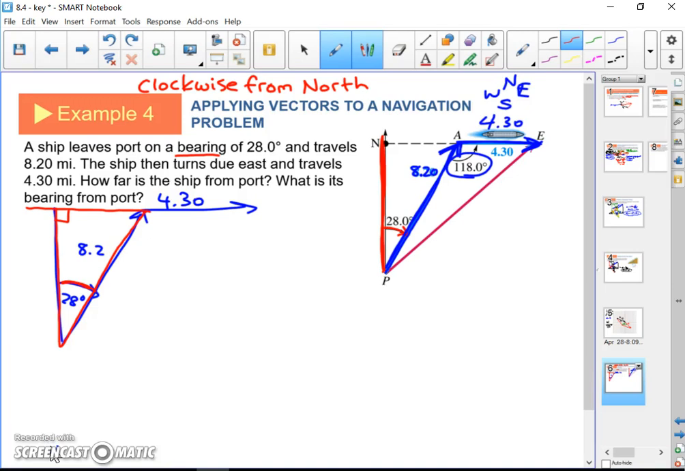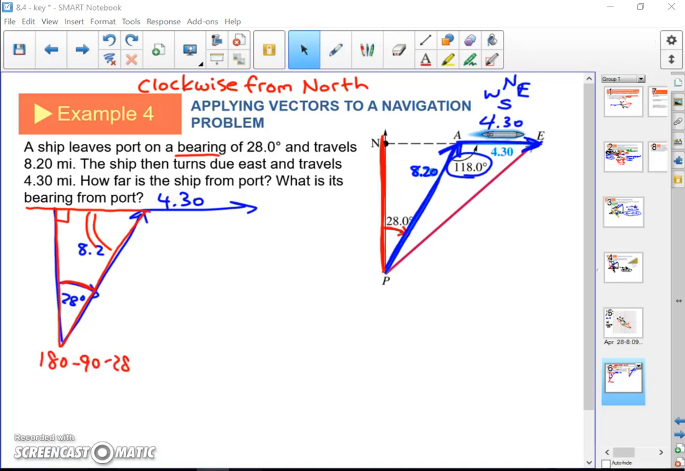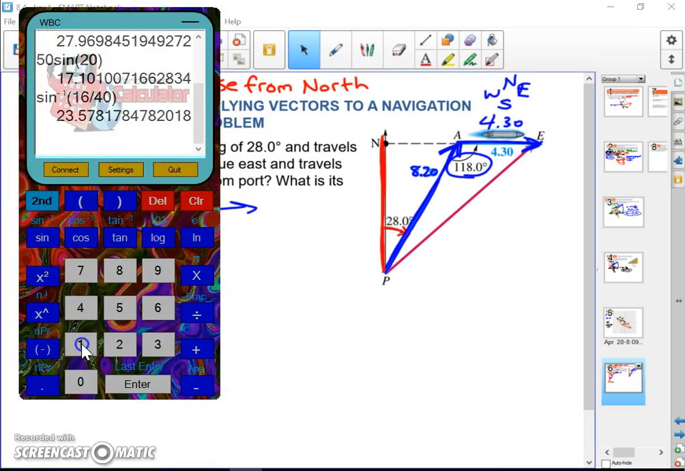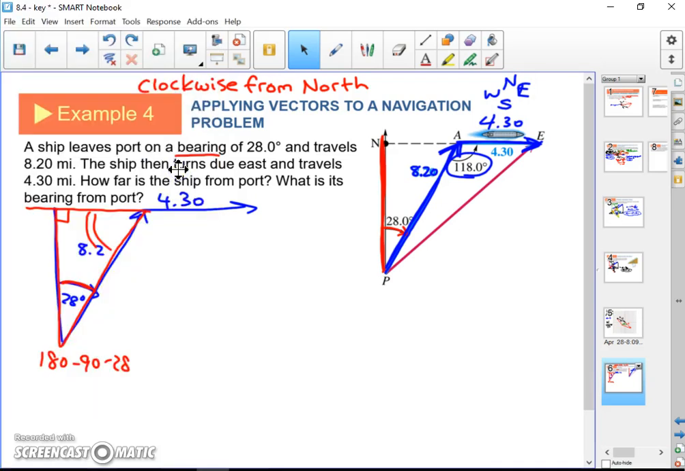In order to find this angle, we could say 180 minus 90 minus 28. And so what is that? 62. So this is 62. And then at that point, we could find this angle is 180 minus 62, and there's where the 118 came from. It's kind of difficult. You've got to use some things that you would know from geometry.